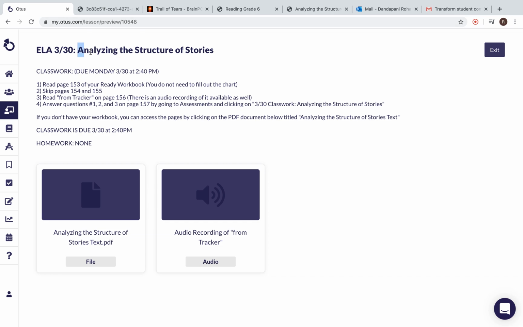Today's lesson is on analyzing the structure of stories. And let's look at the directions. So we know that the classwork is due today at 2:40 p.m. So I want you to open up to page 153 of your Ready workbook.